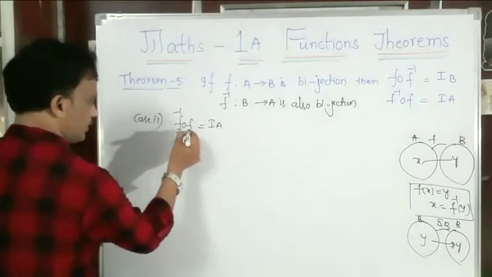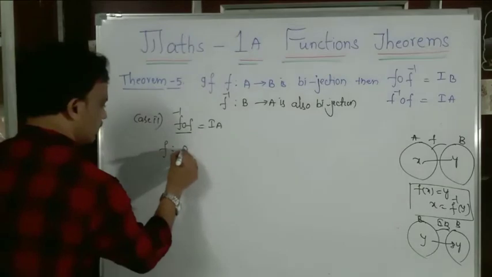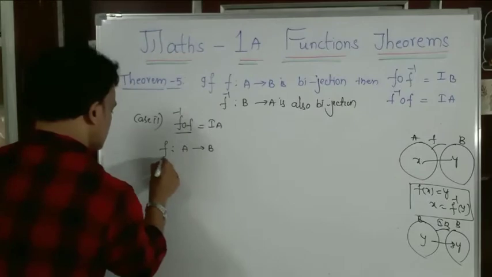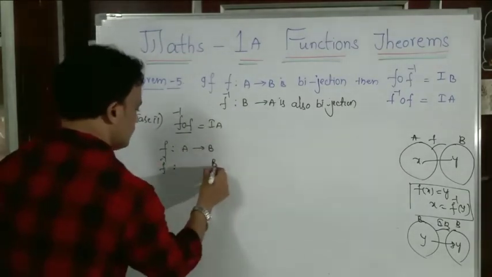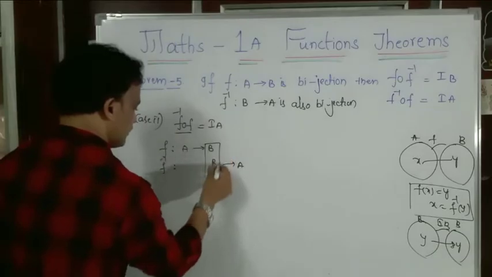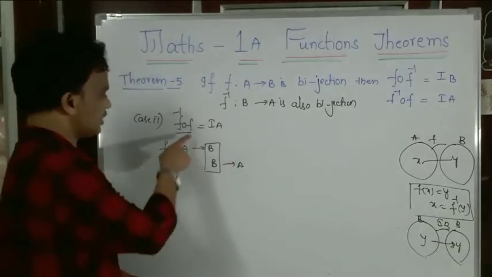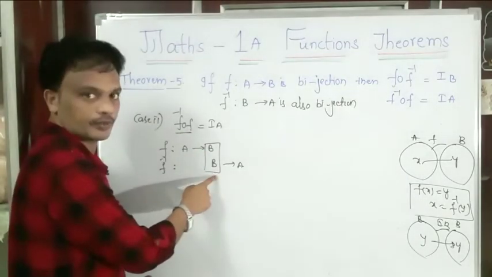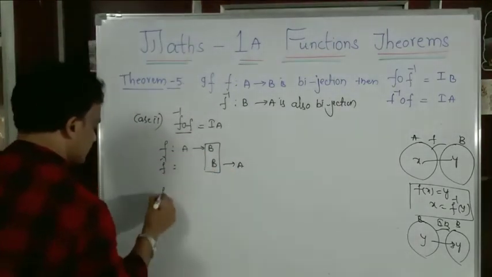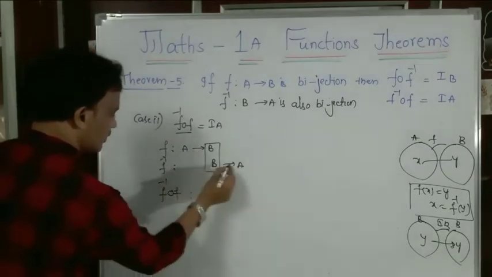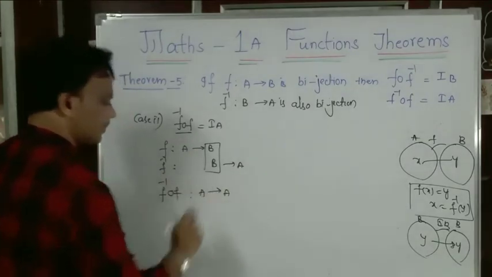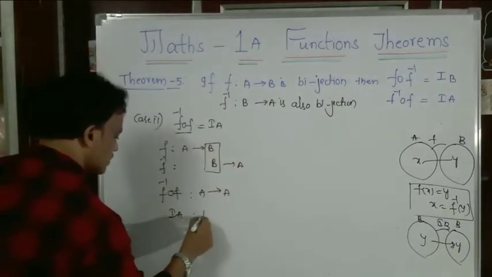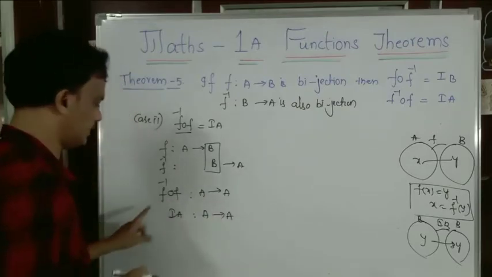So here, from this composite function, first I am going to write f is defined from A to B, and f inverse is defined from B to A. Am I right or not? What about the composite function? It can be defined when the range of the first function is equal to the domain of the second function, right? Then the composite function will exist, that is f inverse circle f is defined from A to A. And what about the right side function, the identity function on A, which is defined from A to A?